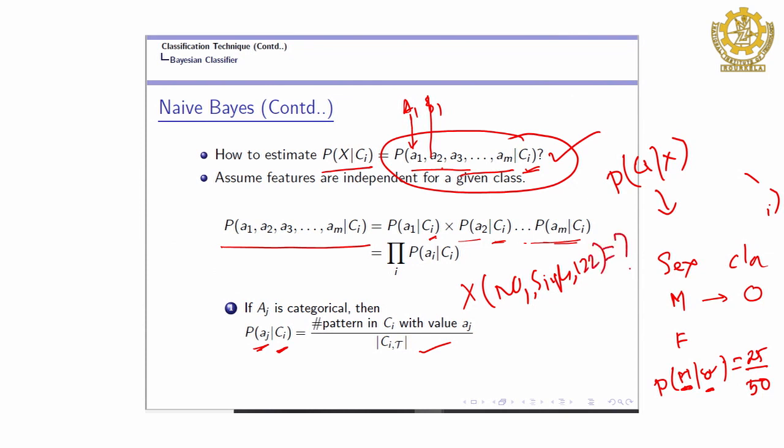So, first, what is the task? You have to consider the probability of x given class C1. So, x is what? X is no. So, what you have to compute is the probability of no given class C1 and the probability of single given class C1. Then you multiply them and so on.